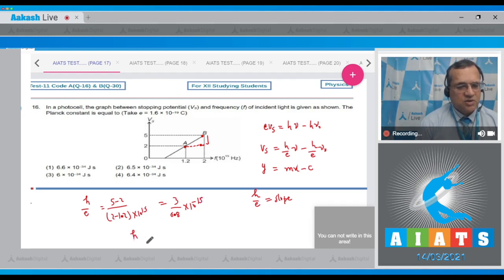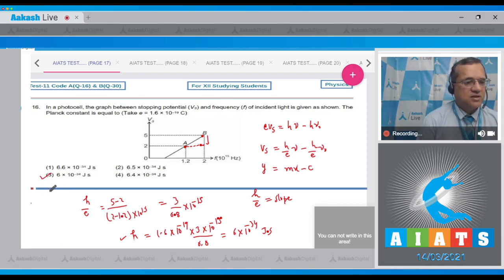So what is h equal to? e, which is equal to 1.6 into 10 to the power minus 19, into 3 into 10 to the power minus 15 divided by 0.8. So 0.8 cancels with this 2, and 2 into 3 is 6, so 6 into 10 to the power minus 34 is the value of h. So the correct option is 6 into 10 to the power minus 34. The answer to this question is 3.